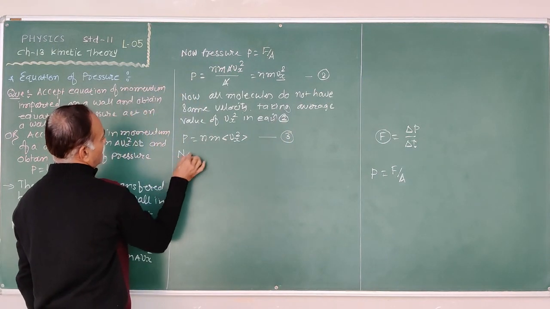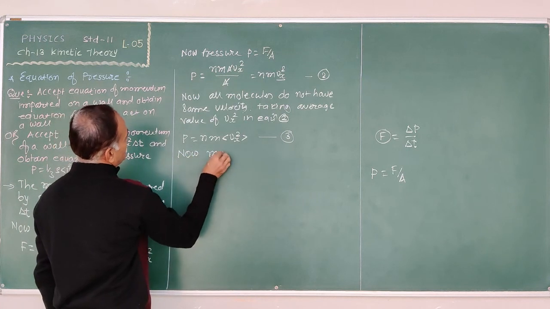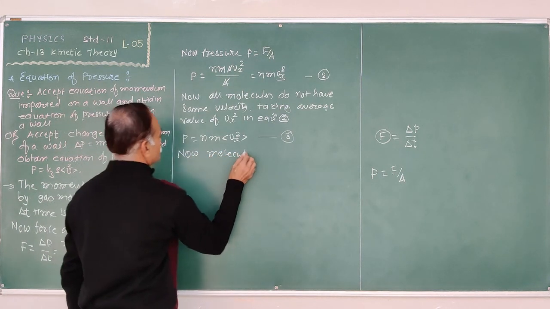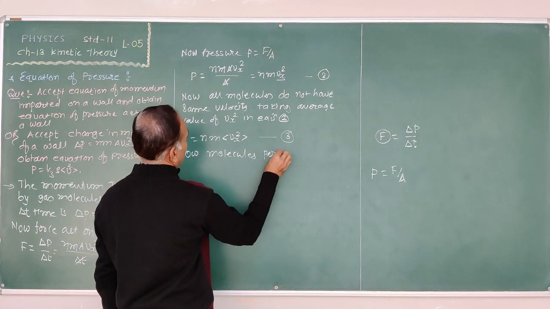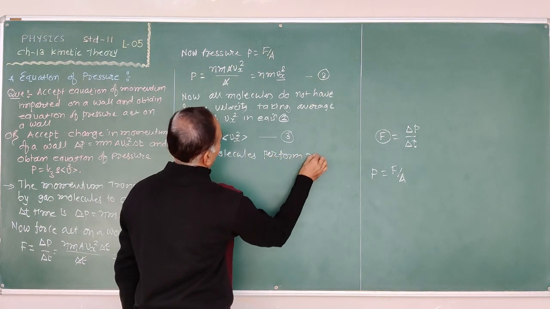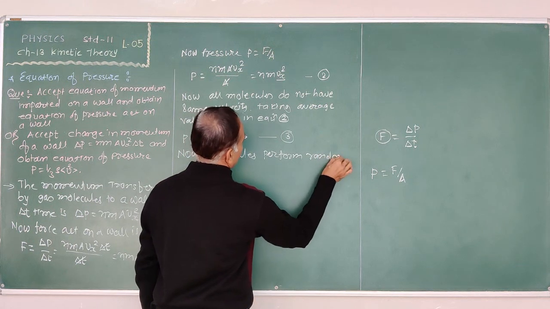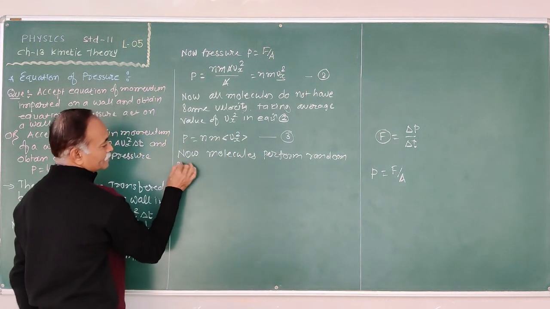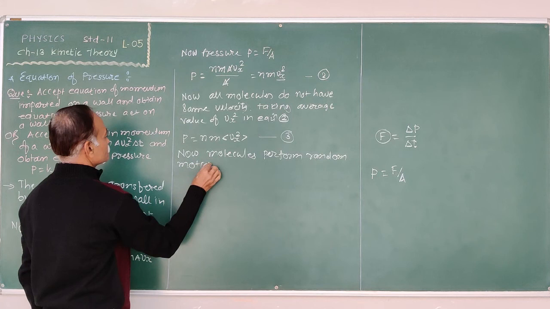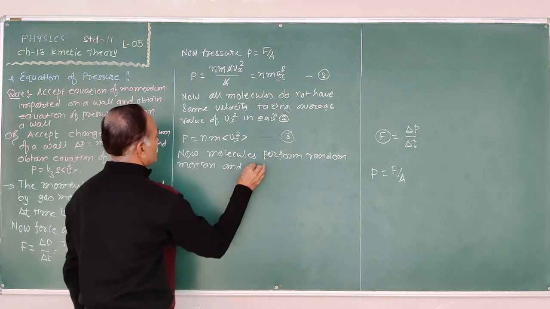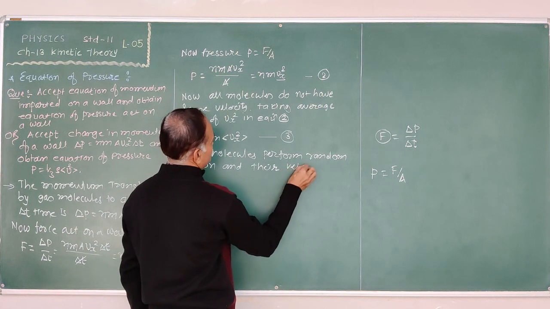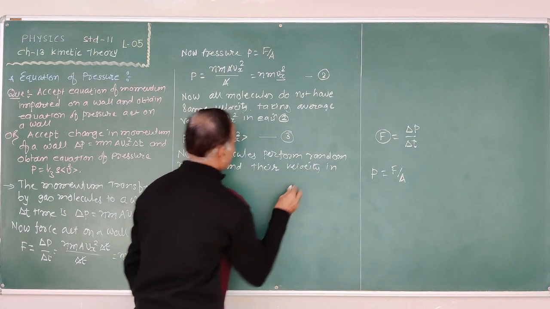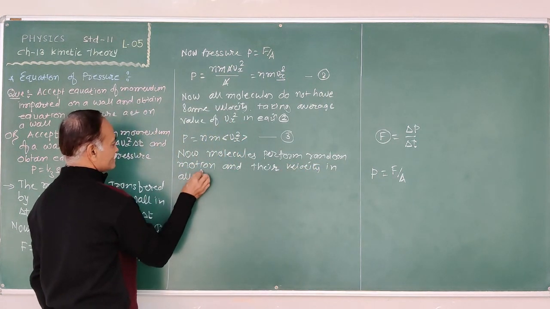Now, molecules perform random motion, and their velocity in all directions is the same.